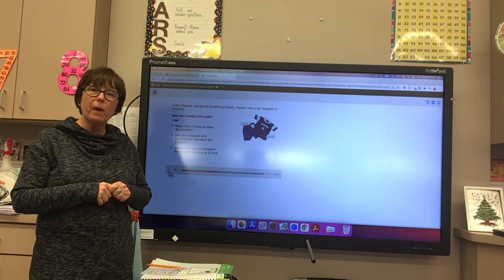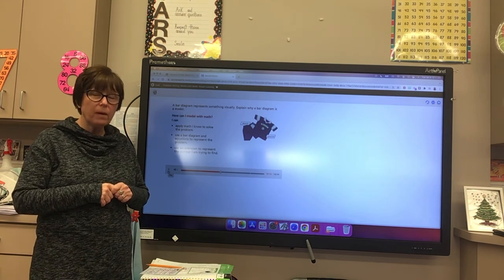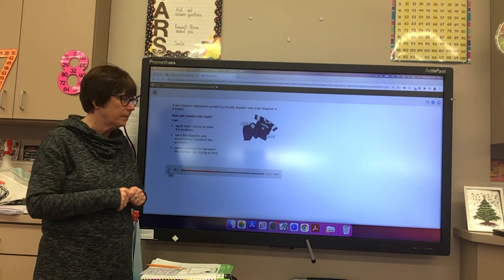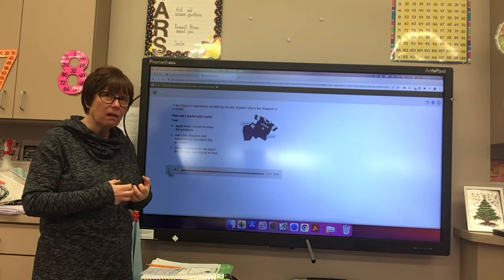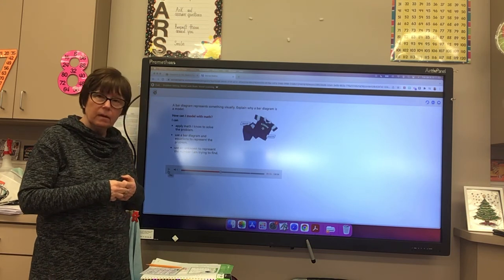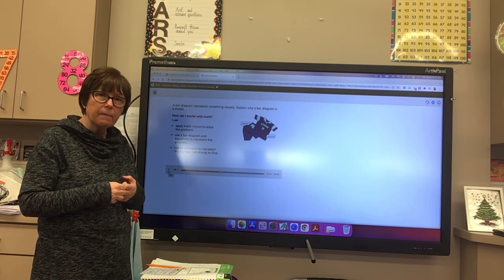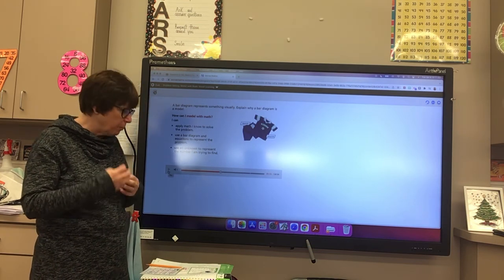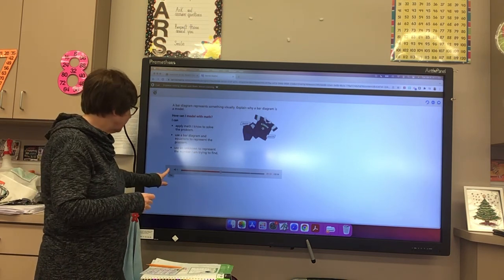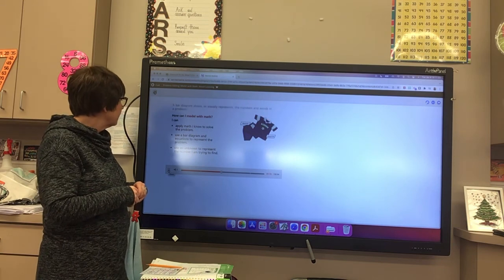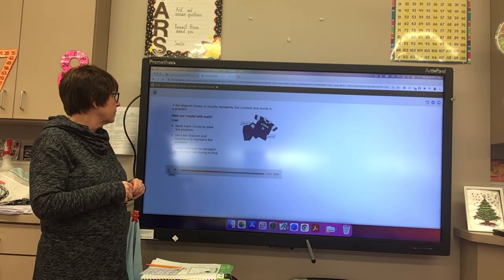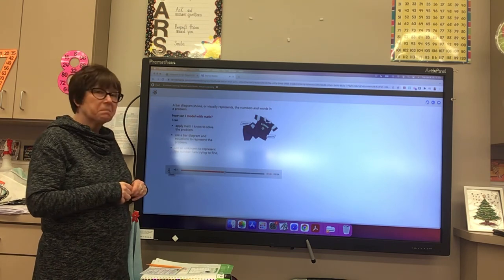So why is a bar diagram a model? Do you know why a bar diagram is a model? We've used a bar diagram many times. Why does it model? Do you know why it models? Think about that. Because does it visually represent numbers and words in a problem? A bar diagram shows or visually represents the numbers and words in a problem.